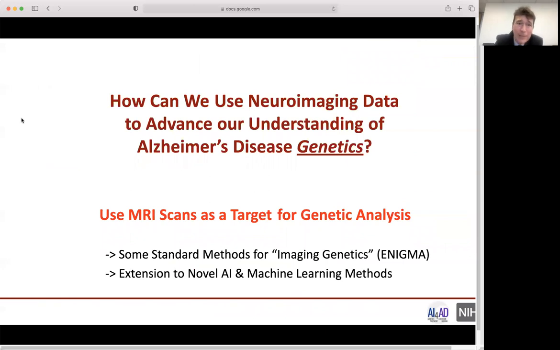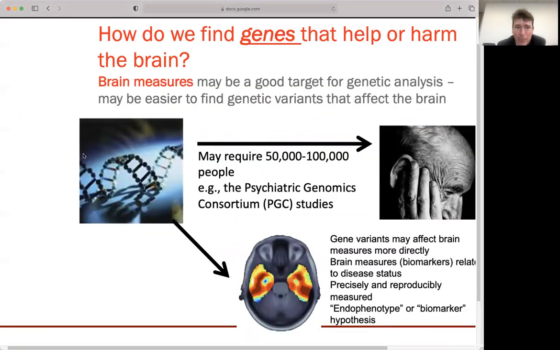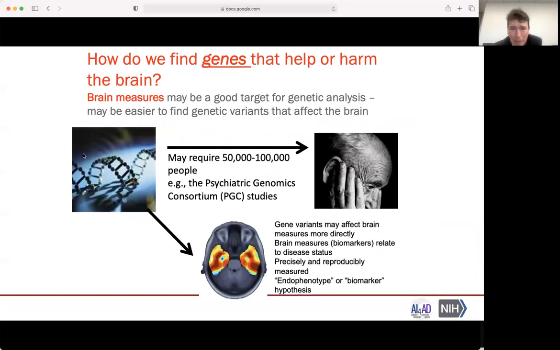Now, in the final 5 minutes, I'll tell you a little bit about using neuroimaging data to advance our understanding of Alzheimer's disease genetics, which is a little bit of a merger of 2 fields, to use MRI scans as a target for genetic analysis. I'll tell you about some standard methods for imaging genetics that are used in our Enigma consortium, and then also how people are beginning to extend these methods to novel AI and machine learning approaches to discover factors in the genome that are predictive of outcomes and features in images.